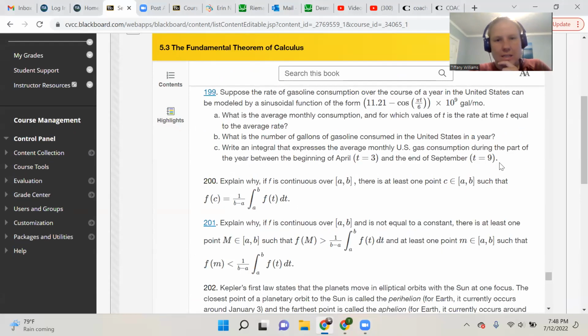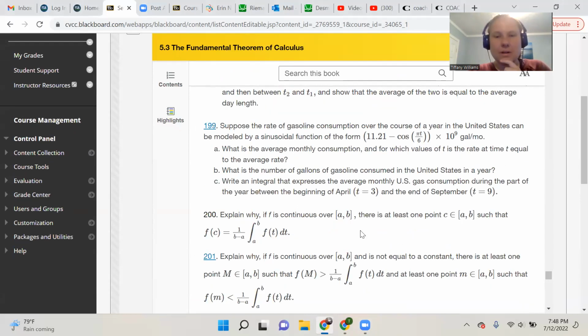So 199 says, suppose the rate of gasoline consumption over the course of a year in the United States can be modeled by a sinusoidal function of the form 11.21 minus cosine of pi t over 6 times 10 to the 9th gallons per month. What is the average monthly consumption, and for which values of t is the rate at time t equal to the average rate?